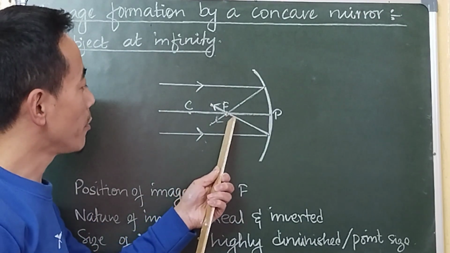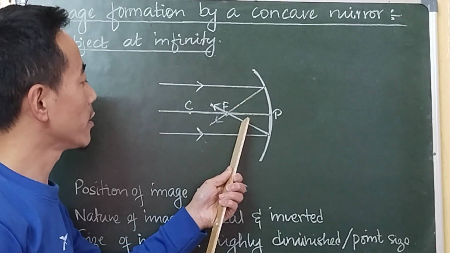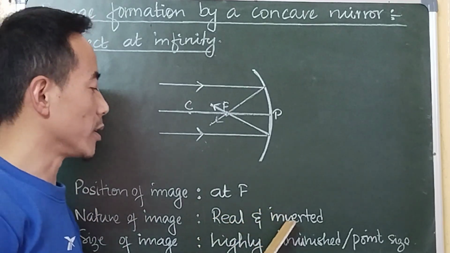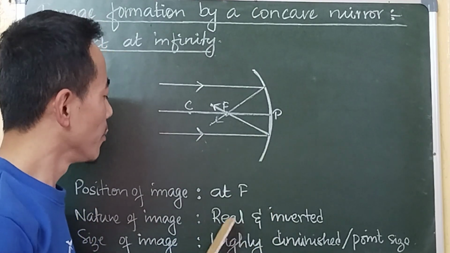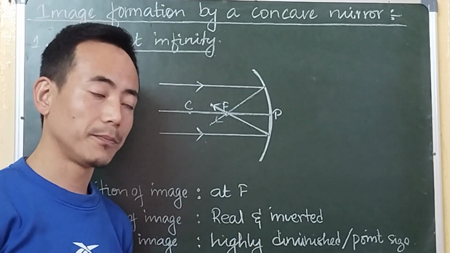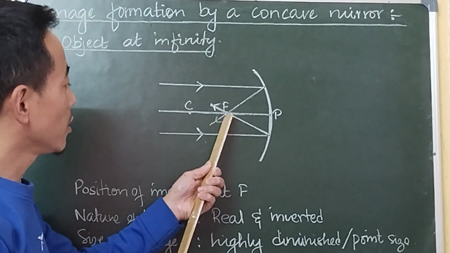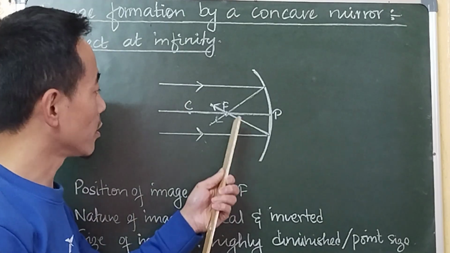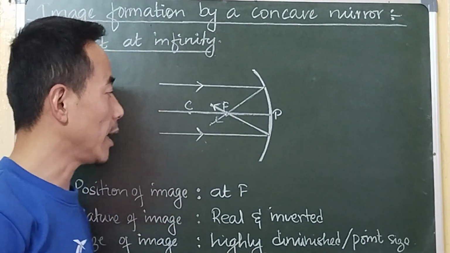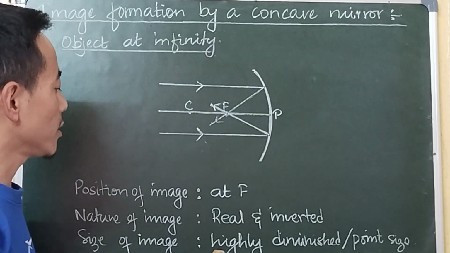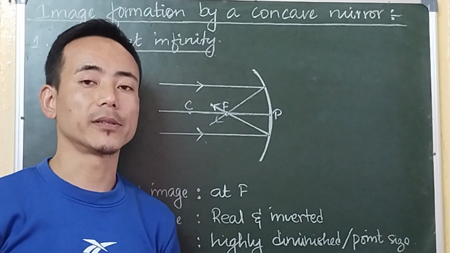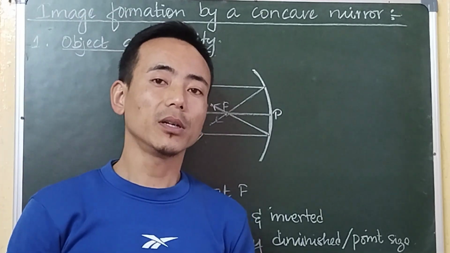And since the image is formed due to actual intersection of the reflected rays, we can call it real, and real images are always inverted. Here it will be point size, but real images are always inverted. So we can write real and inverted here. Now position of the image is at F because the two reflected rays intersect at the point F. And thirdly, size of the image, it will be highly diminished, or we can say that a point size image is formed. So this is case number 1.